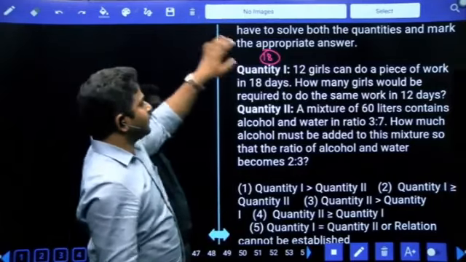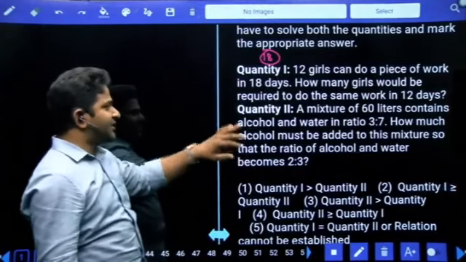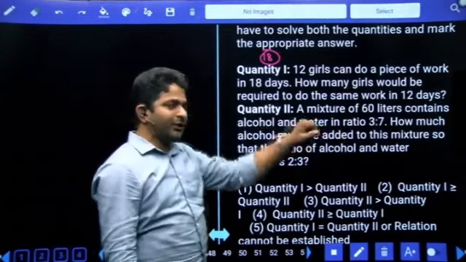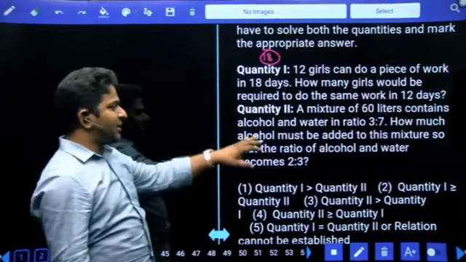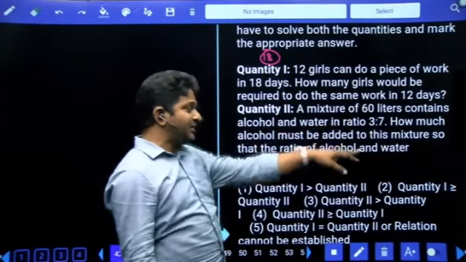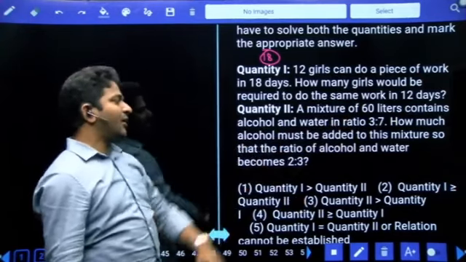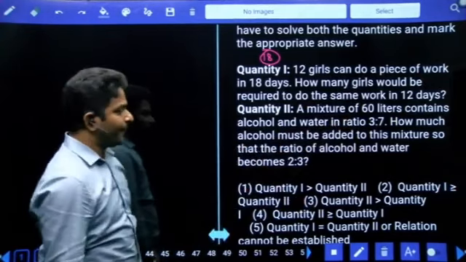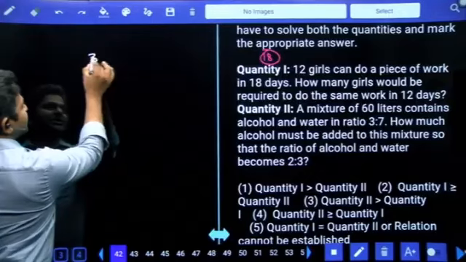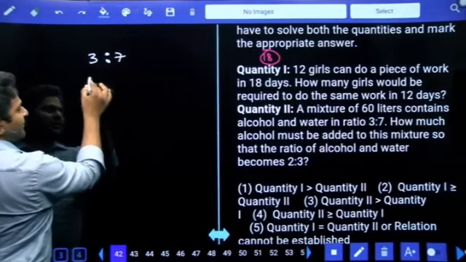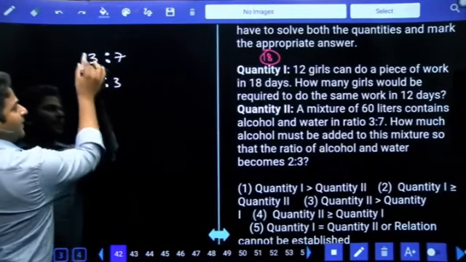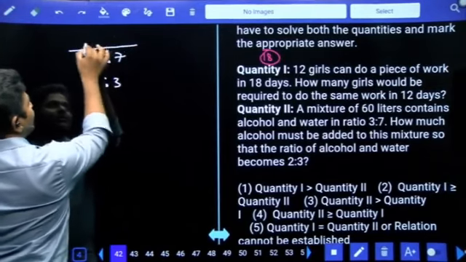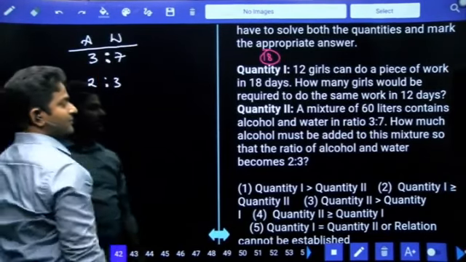Anyway, next Q2. A mixture of 60 liters contains alcohol and water in the respective ratio 3:7. How much alcohol should be added to this mixture so that the ratio of alcohol and water becomes 2:3? Now, for such questions, initially we have 3:7 and then 2:3. This is the quantity of alcohol and then water.